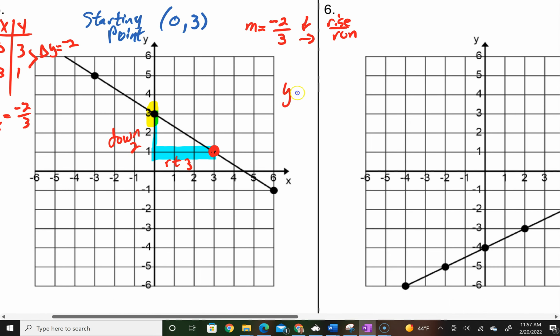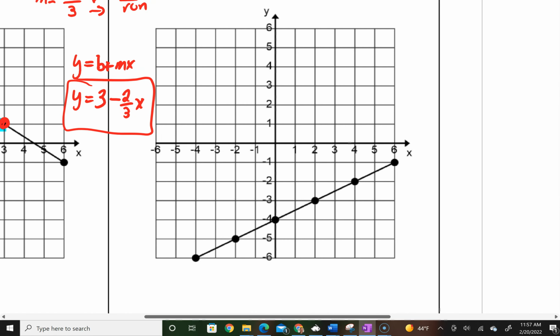So whether you would utilize a table, whether you just look at the graph, hopefully now you could say, well, I know y was equal to b plus mx. Well, y is going to be 3. That was our starting y value. And my m is -2/3. So I'll have -2/3 x. Look at that.